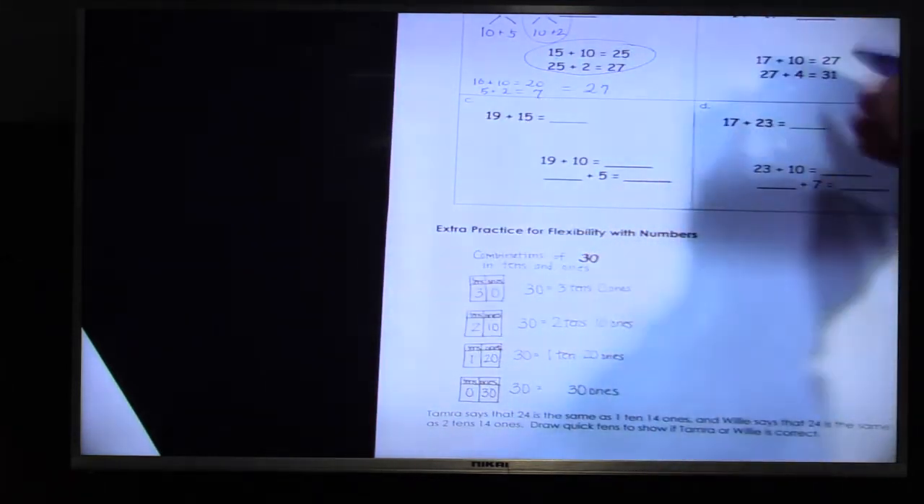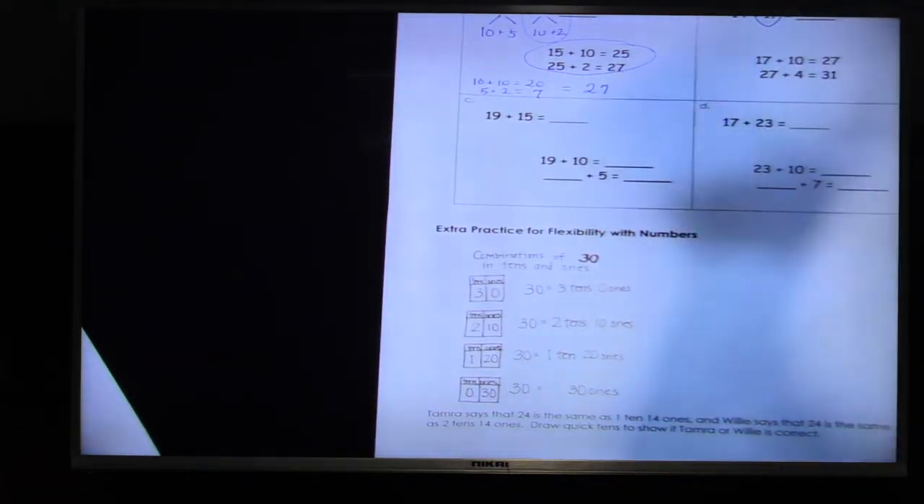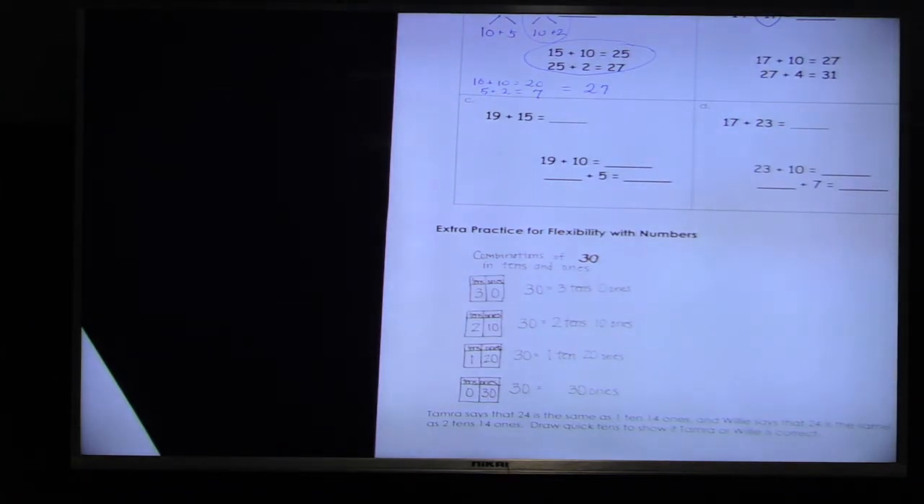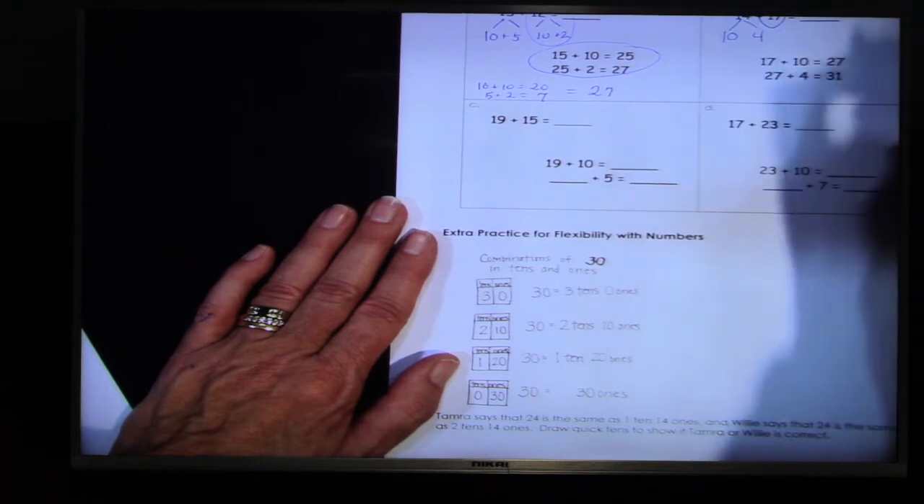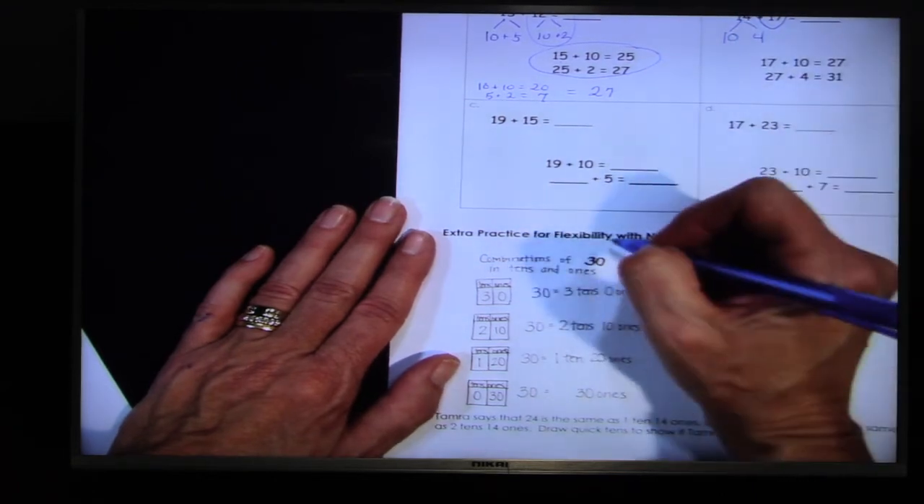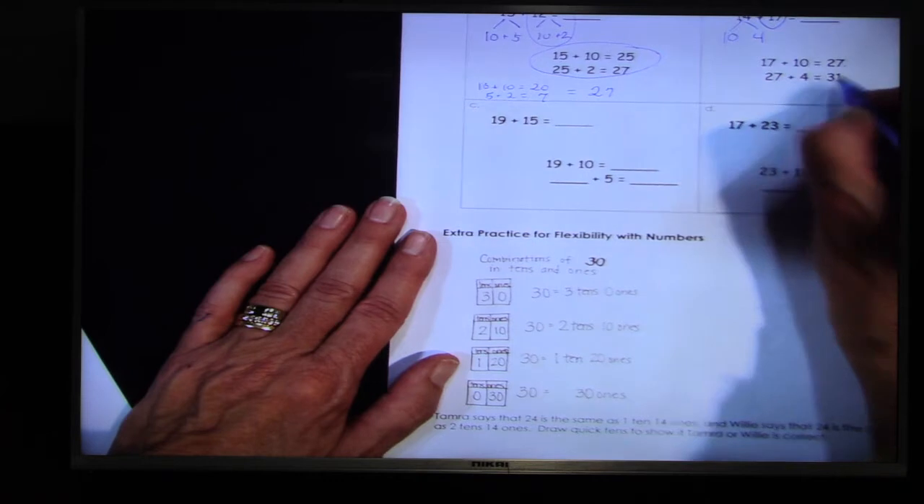Partitioning is where we hold one number. We usually hold the bigger number. I'll let kids experiment. It's going to work both ways, I guarantee. But why not hold the bigger one and break the smaller one apart? It becomes more efficient. So 17, I need to break apart the 14 into the 10 and the 4. 17 plus 10 is 27. 27 plus 4 is 31.